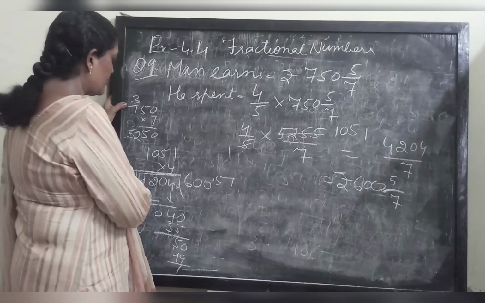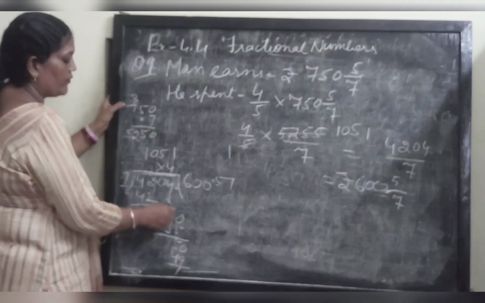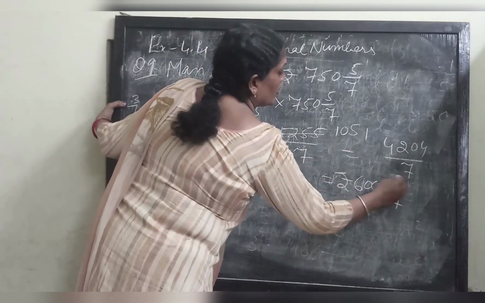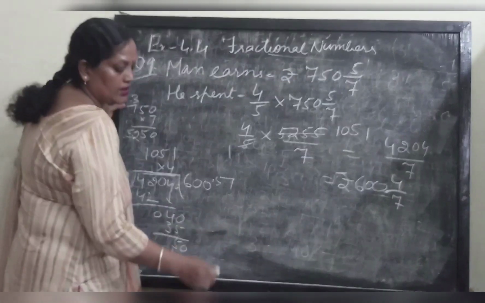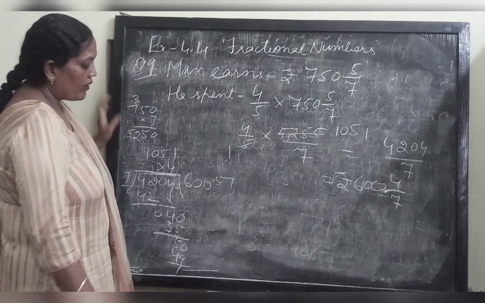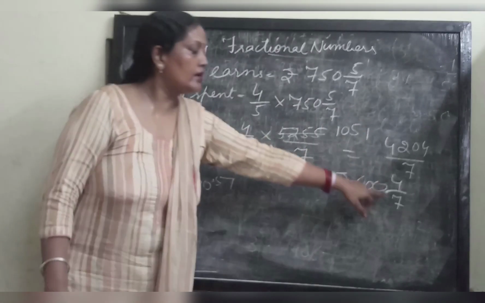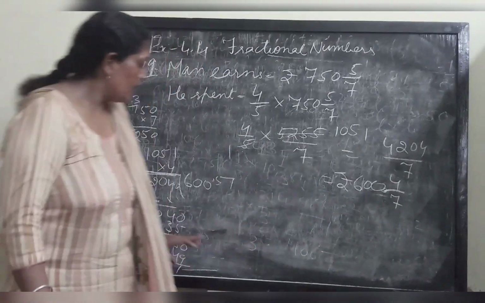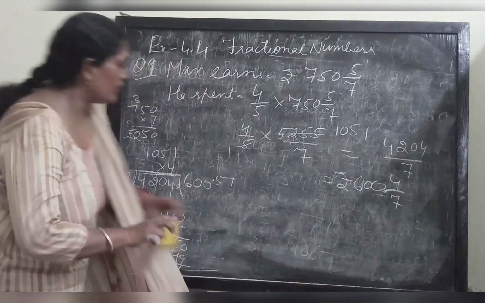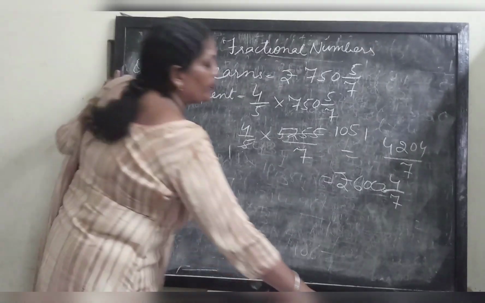4 over 7 I think. 1, 7 6s are 42. 0 not divisible. 4 over 7. Got it? No need to change into mixed fraction. Now what he is saying? How much does he save? Why I am not changing to decimal? Because here also 7 is in the denominator. Here also 7 in the denominator. You divide up to here only, up to 4. No need to put the decimal. No need to convert to paise.